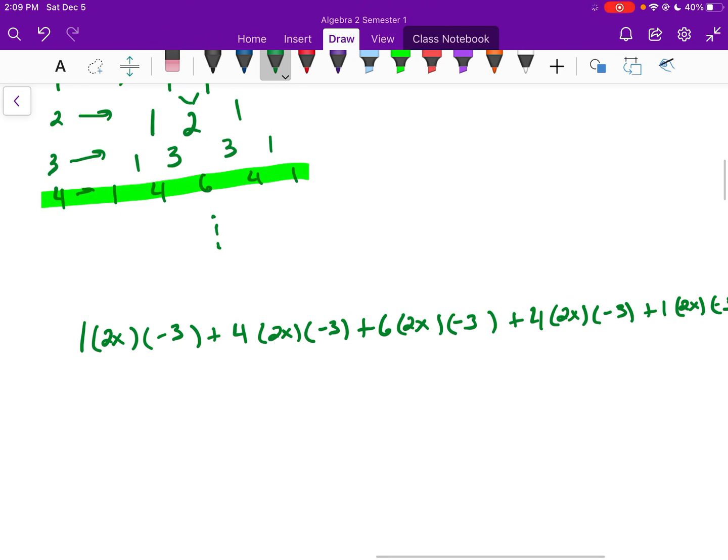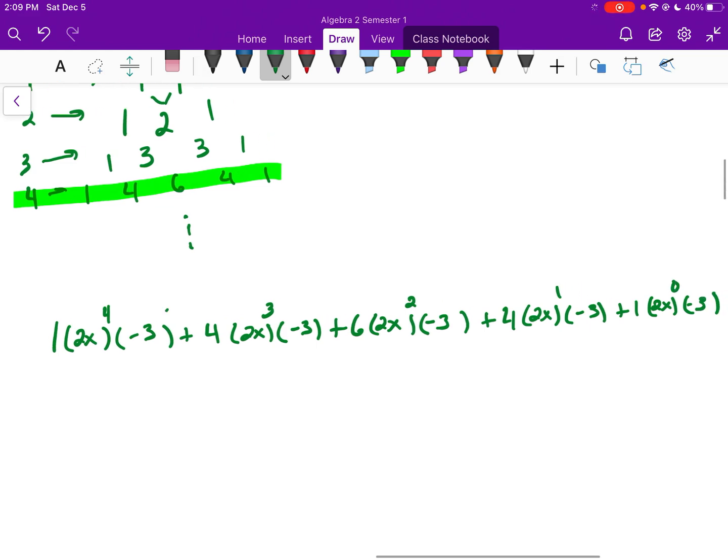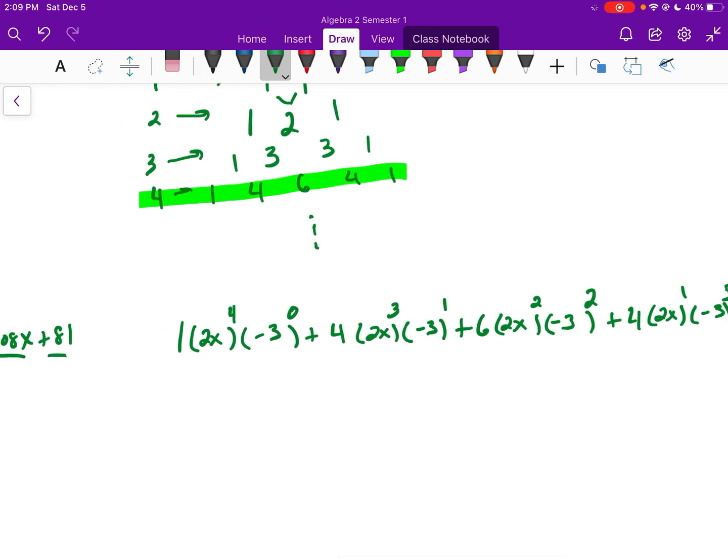Okay, and then for the first parentheses, we started with the fourth, so 4, and then we go in descending order with the 2x. And then start with 0 on the second term, and then go in ascending order. Then it's a matter of simplifying from there. Okay, so we got 1 times 2x to the fourth. Okay, so that's 2 to the fourth, which is 16. So that's 6 times 16 x to the fourth. Anything to the 0 power is 1. Okay, so that's representing that first term there.